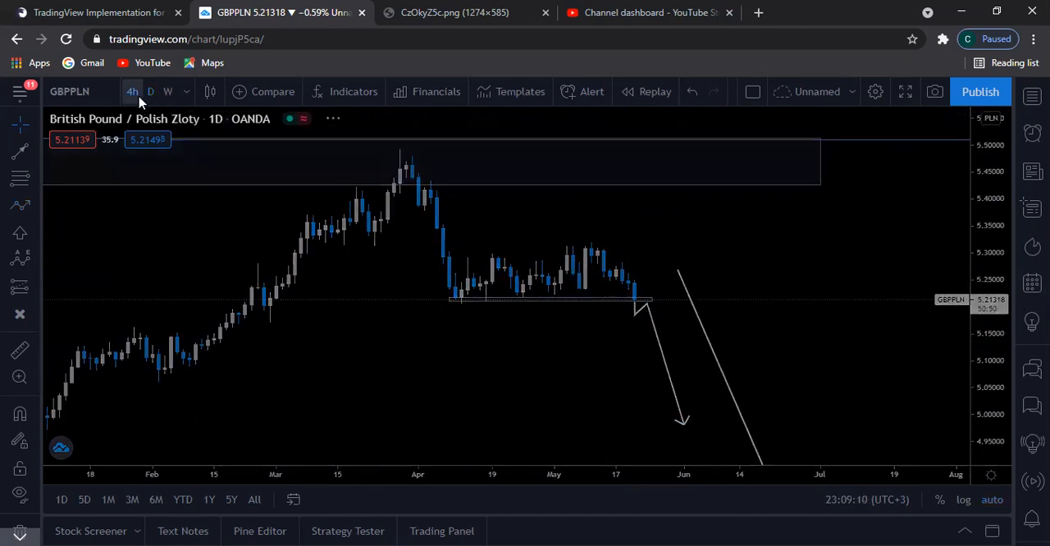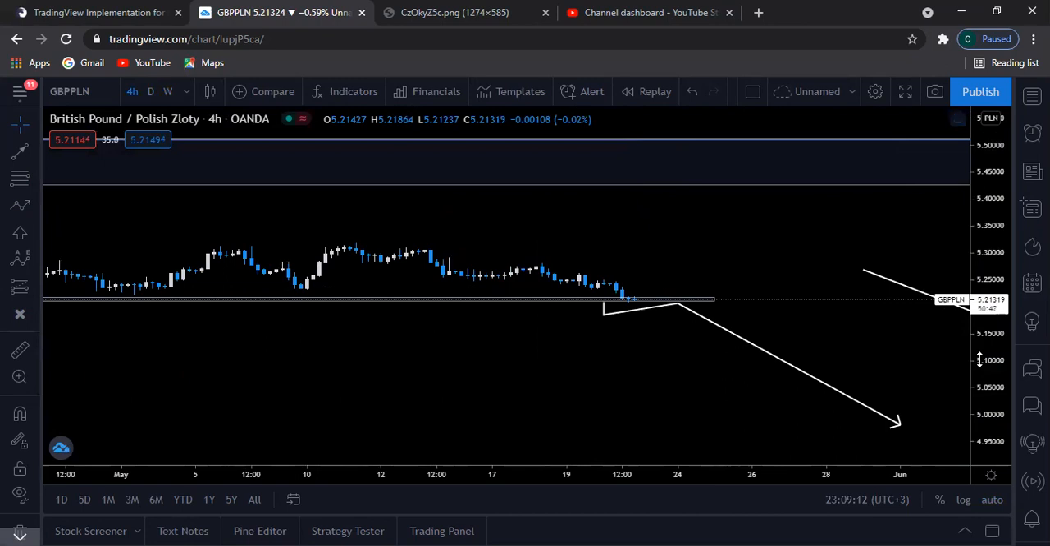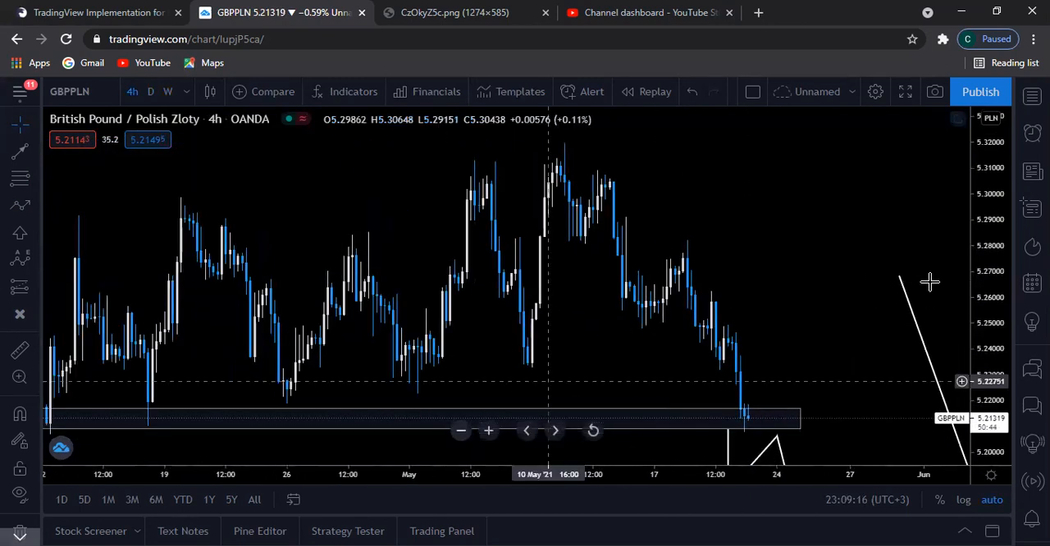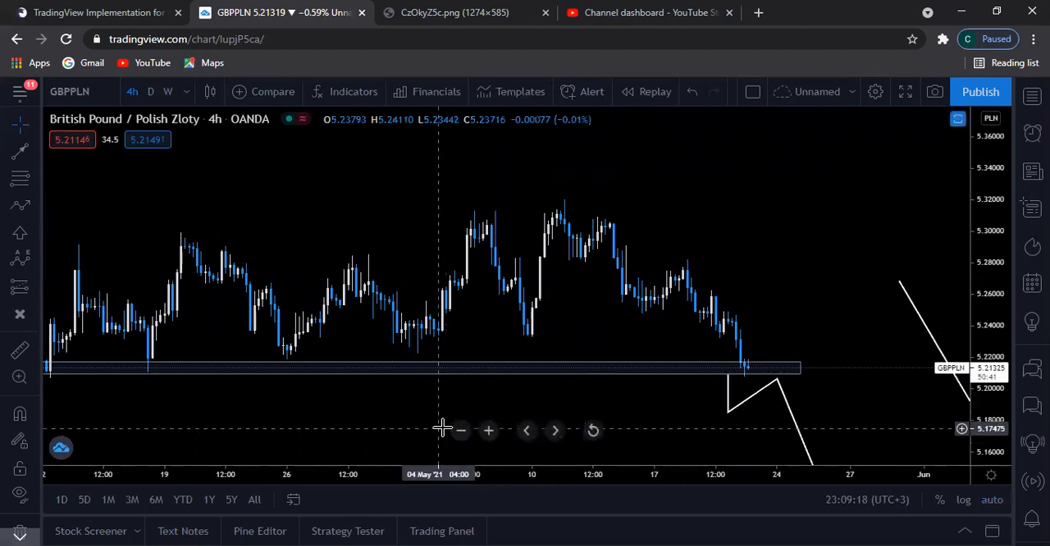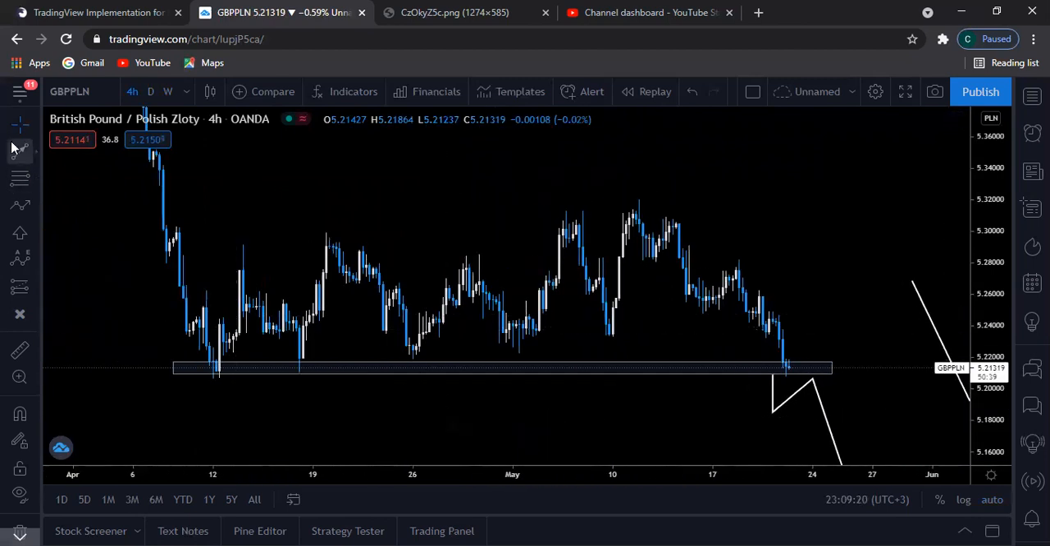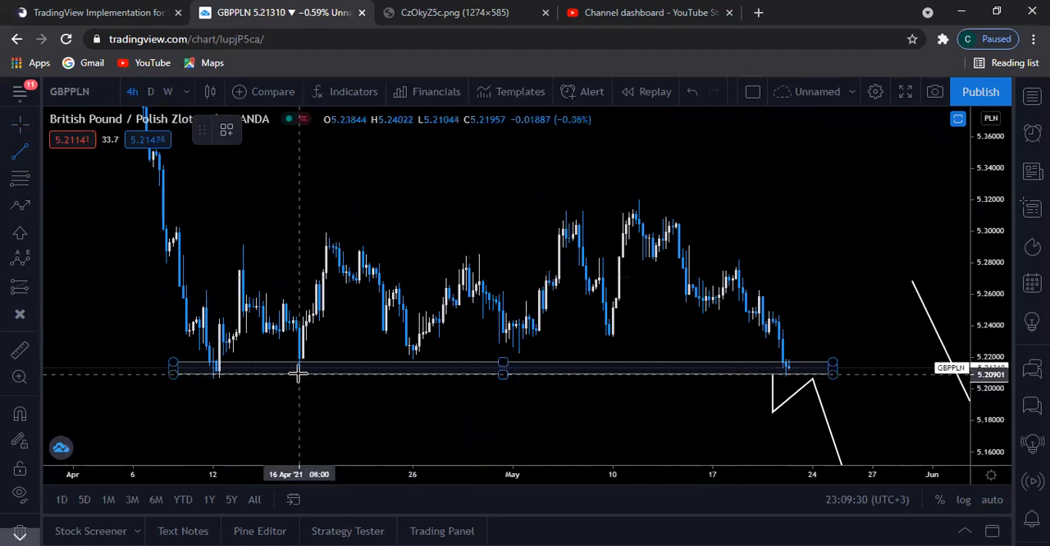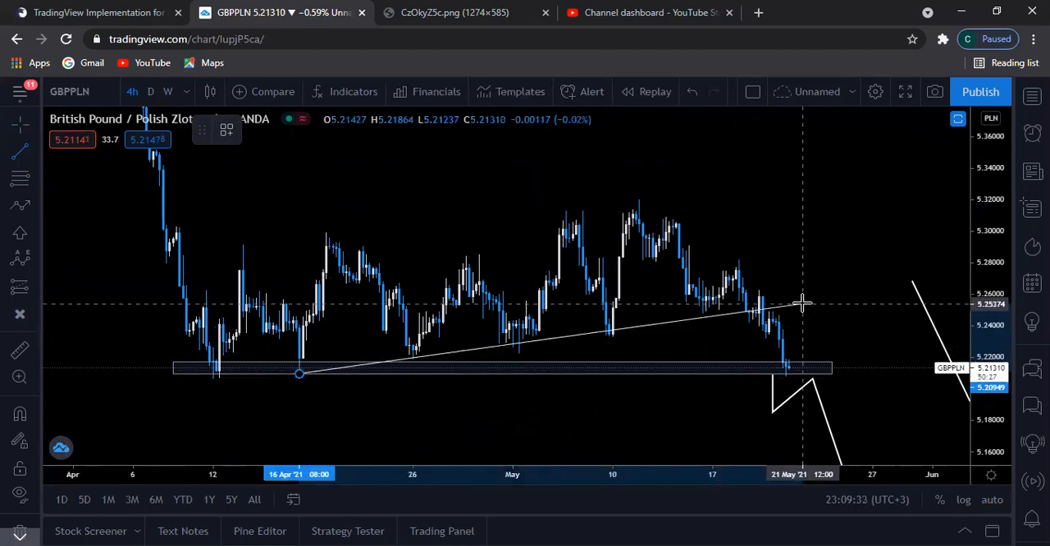But then we have to go into the lower time frames again, such as the 4 hour, to look for more market confirmation, or more market directional biases. So that's the trend line. In the 4 hour, I'm going to plot the trend line.